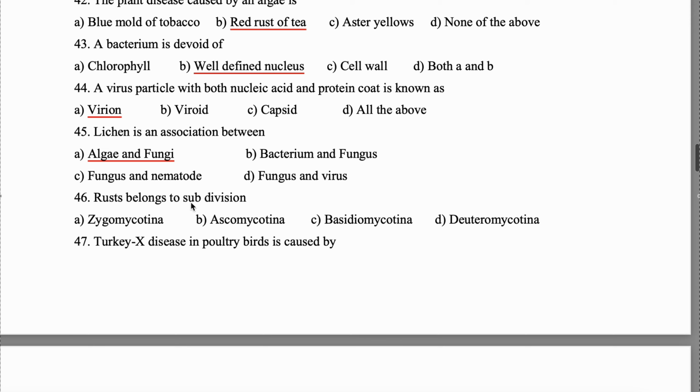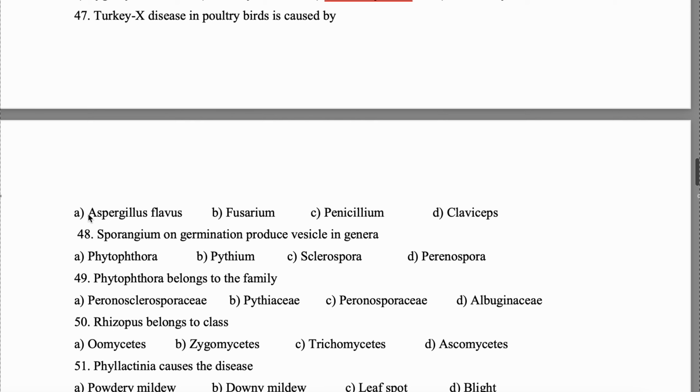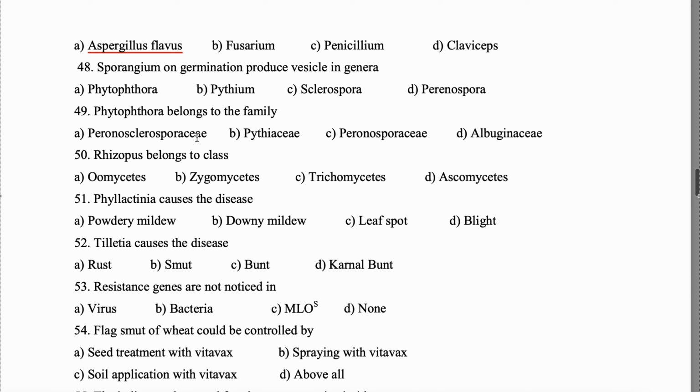46. Rust belongs to which subdivision? It will be Basidiomycotina. All the rust, smut, bunt, they belong to Basidiomycotina. Next, 47. Turkey X disease in poultry birds is caused by Aspergillus flavus. But also, if there were other options, it is caused basically by both the pathogens Aspergillus flavus and Aspergillus parasiticus.